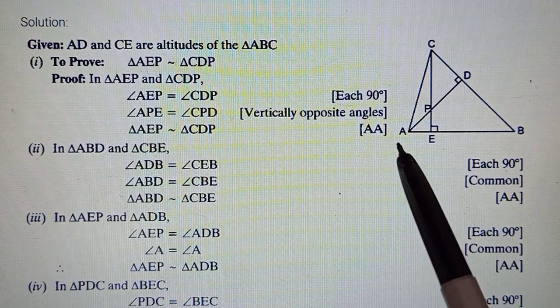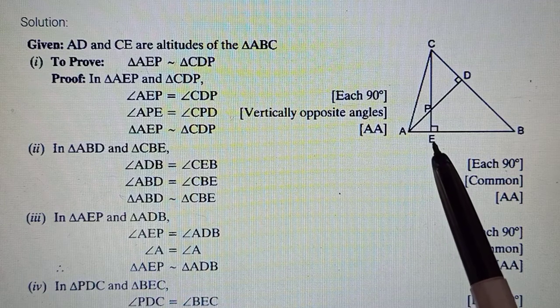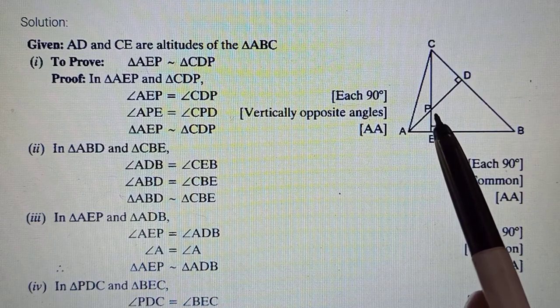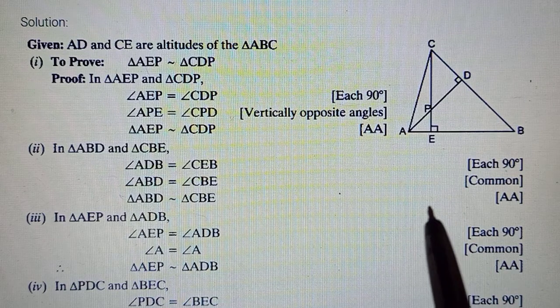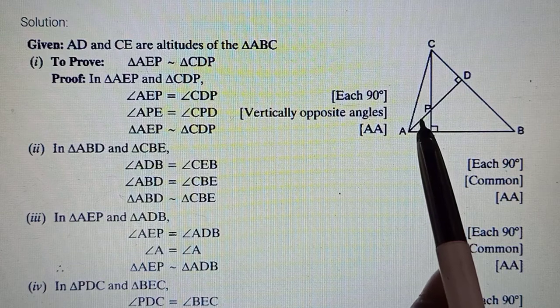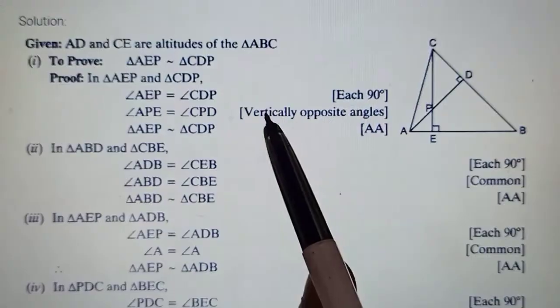So where do you have that? AEP is this small triangle here, similar to triangle CDP. That is quite simple out here. Clearly you can see this angle P out here, AEP. I'll go as written here.